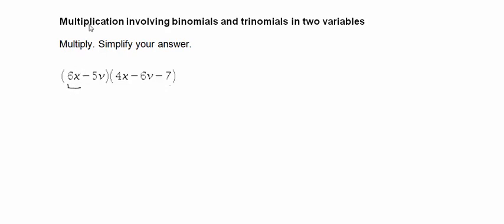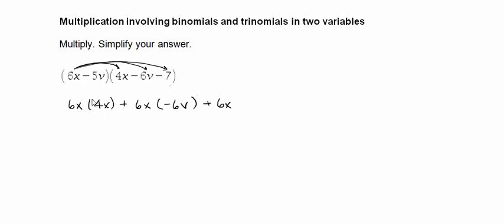So I have 6x as my first term. So I'm going to take 6x and multiply it with each term in my second polynomial. It's 6x times 4x, plus 6x times a negative 6v. Again, notice I'm taking my sign with me. Then I have a plus 6x times a negative 7. So now I've multiplied 6x with each term in the second polynomial.